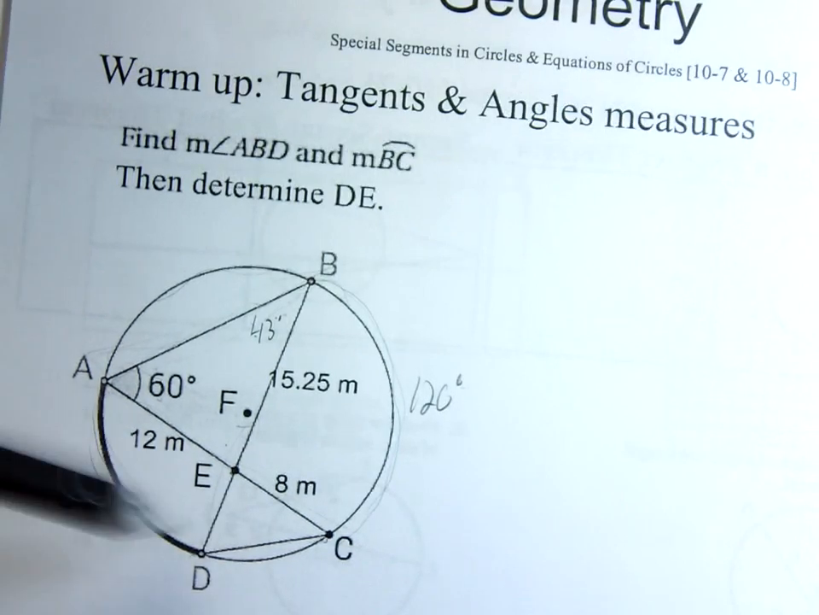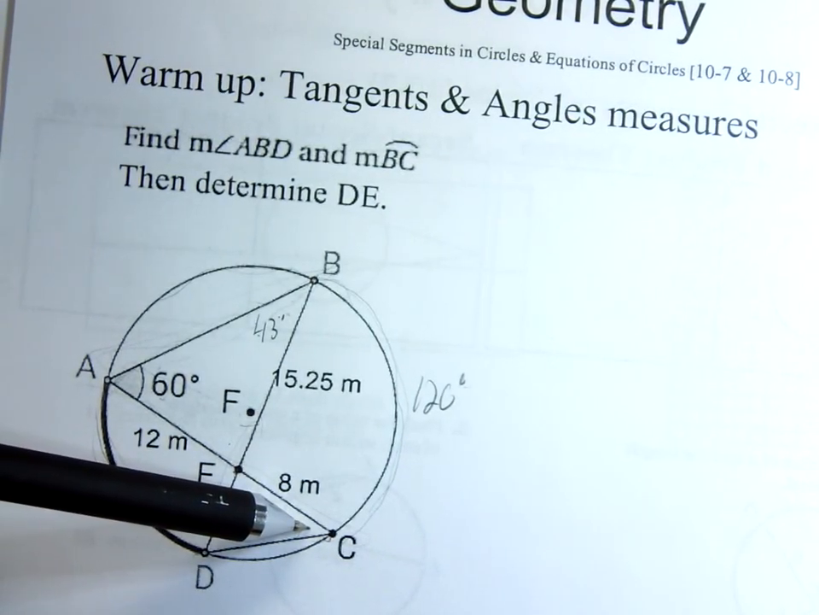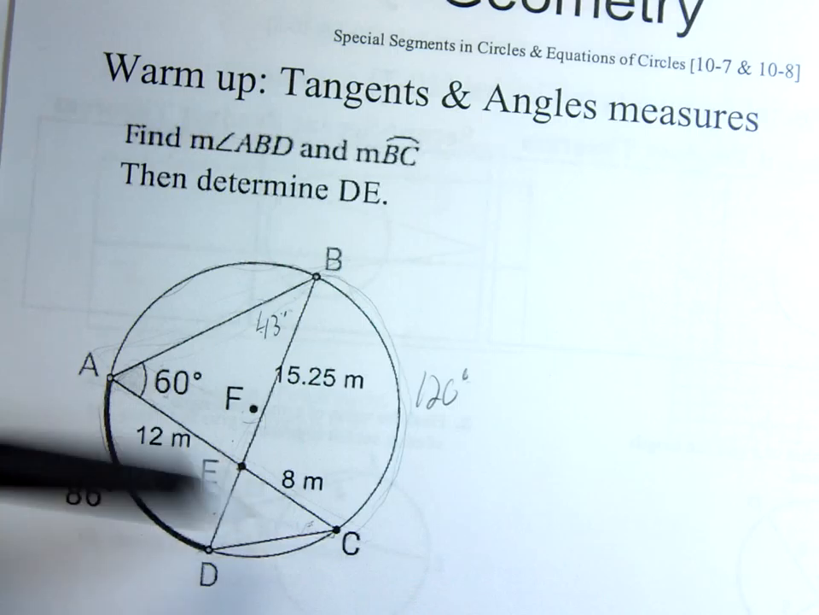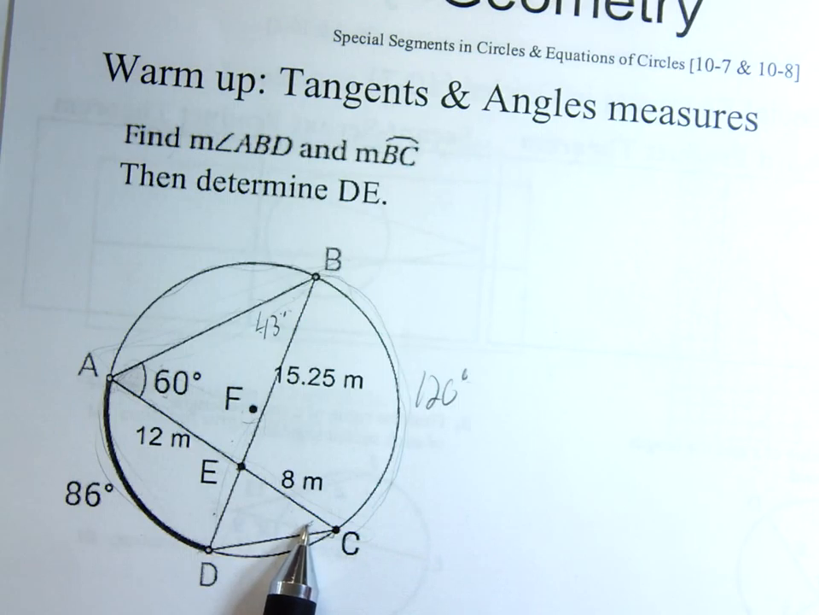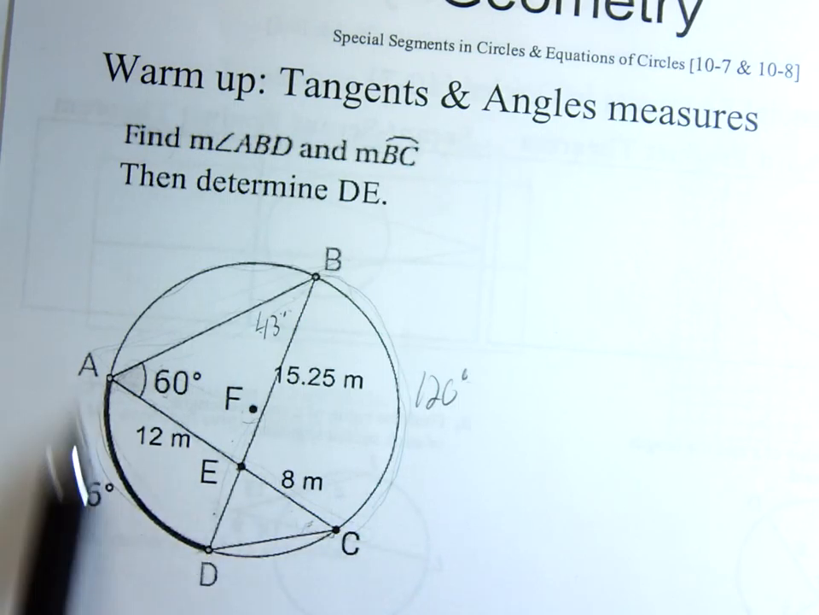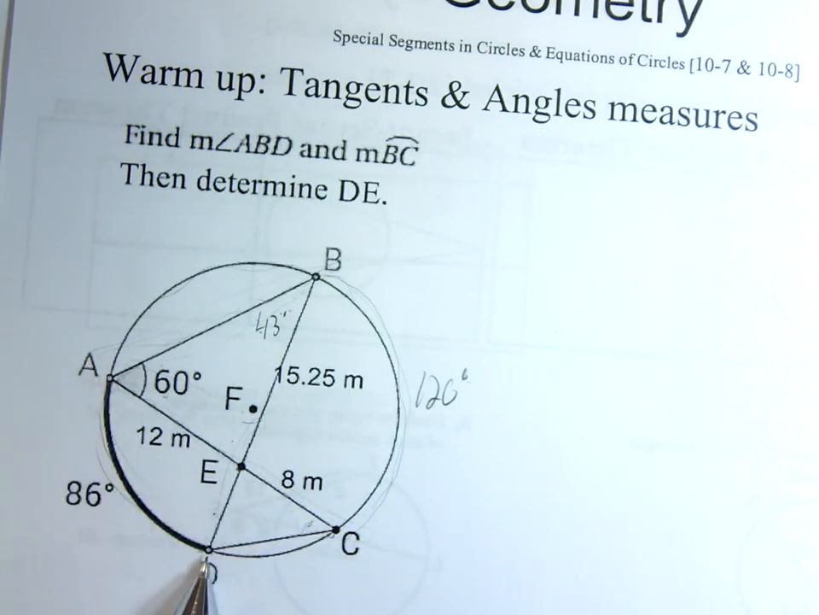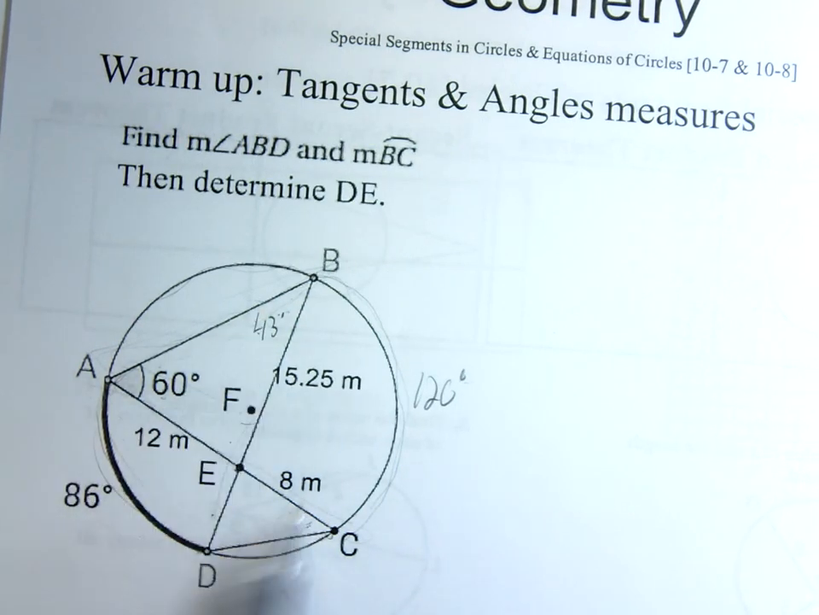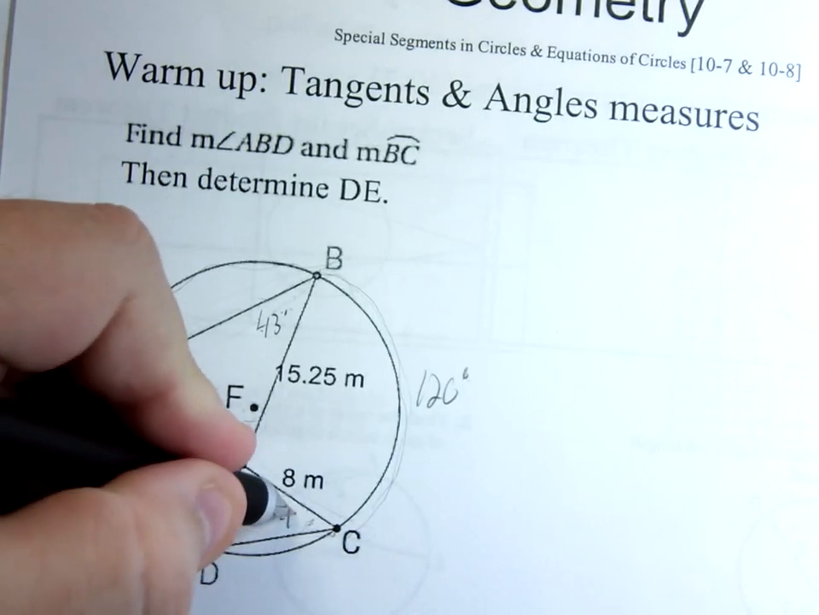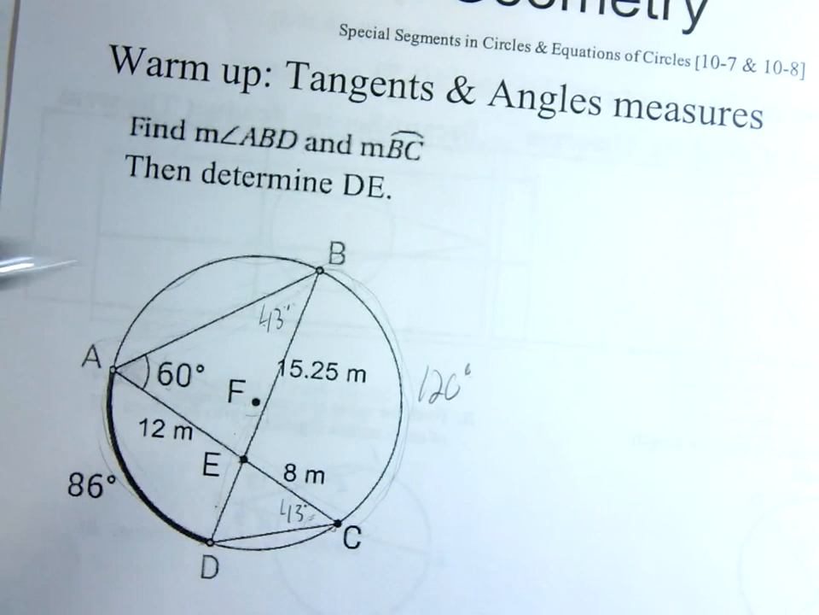Follow-up question. What's the measure of this angle down here? Is it 43 or 60? We're having some discussions because maybe you're thinking that it's the same as this. Let's see here. This angle subtends this arc. So is it 60 or 43? It is 43 because inscribed angles that subtend the same arc have the same measures. These will be congruent to each other.